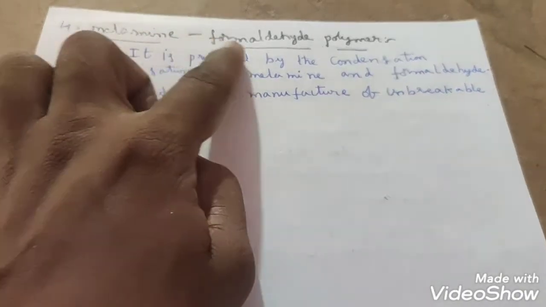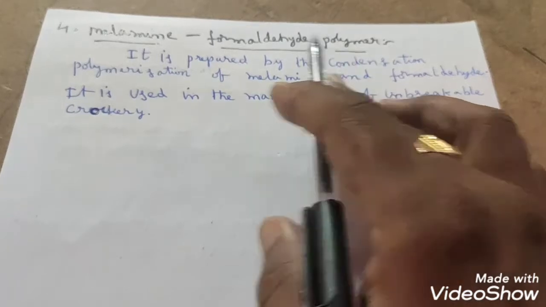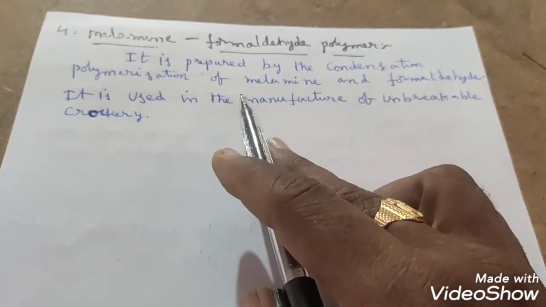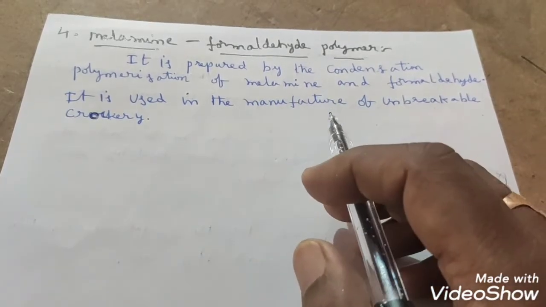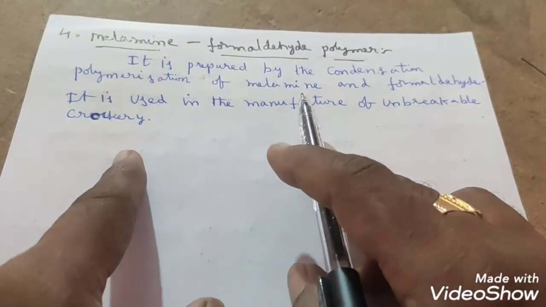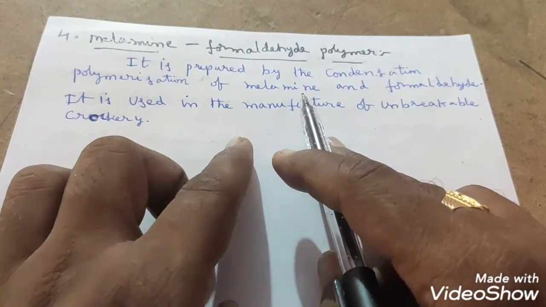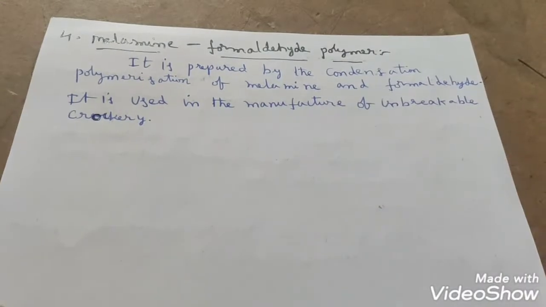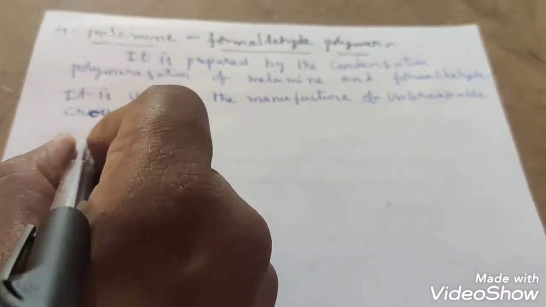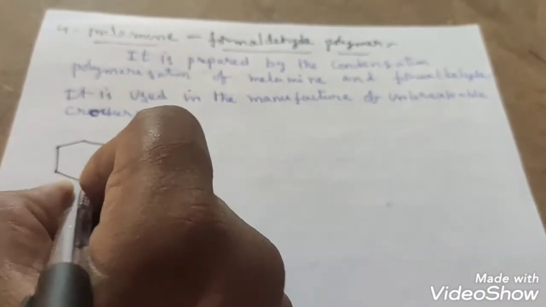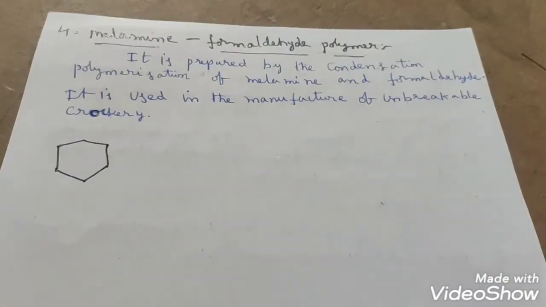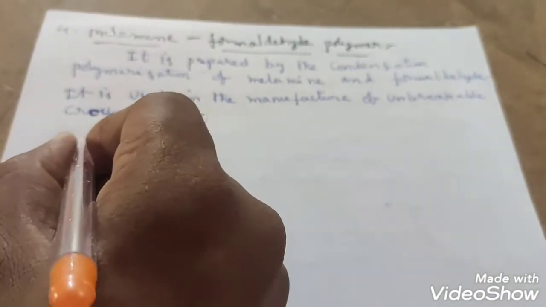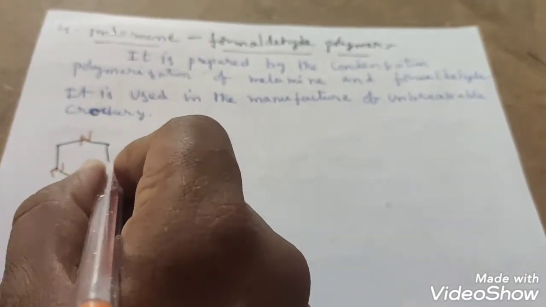Let us see, students, next, melamine formaldehyde polymer. How do we get melamine formaldehyde polymer? It is prepared by the condensation polymerization of melamine and formaldehyde. We know condensation polymerization already. What is the structure of melamine? Melamine is a new structure for us. Formaldehyde you know already. Melamine structure will be like this, students. Like a ring, you take it like a benzene ring, and in the middle alternate nitrogen atoms are present, alternate nitrogen atoms instead of carbon atoms.